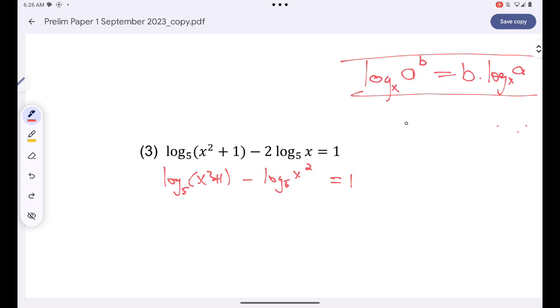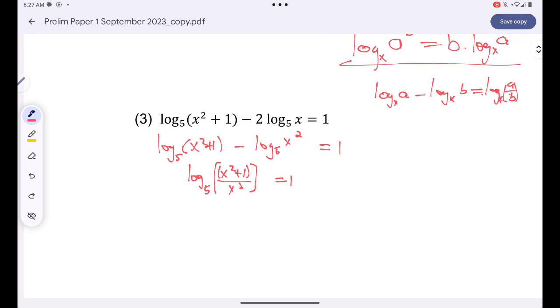There's a law that simply says if ever I have log of x base a minus log of b base a, this can be written as the log of a divided by b base x. Are you together? So on the left hand side, I can simply have the log of x squared plus 1 divided by x squared. All of these have a base of 5, and that is equal to 1.